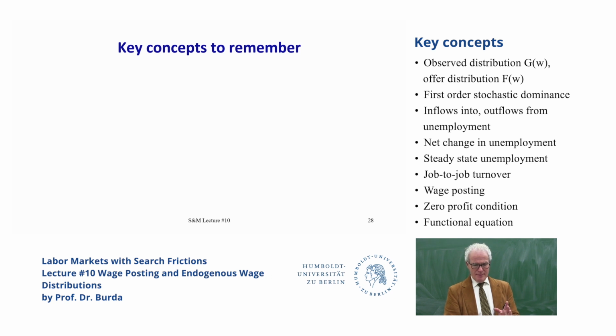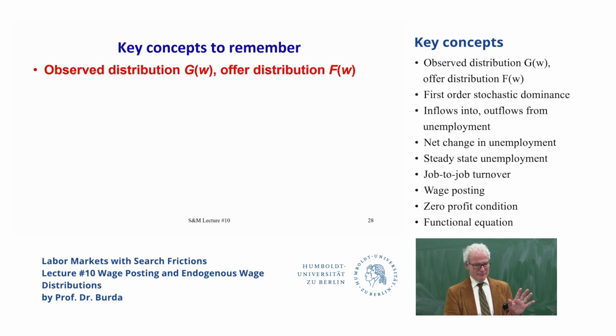So, I'm done. Maybe too fast, but we'll repeat it. Key things to remember. What do we observe? What is actually offered? And these two differ. And it's very difficult to know what F is. It's almost impossible because workers are doing stuff behind our backs. We can't observe them doing stuff. We don't know what they've been offered.